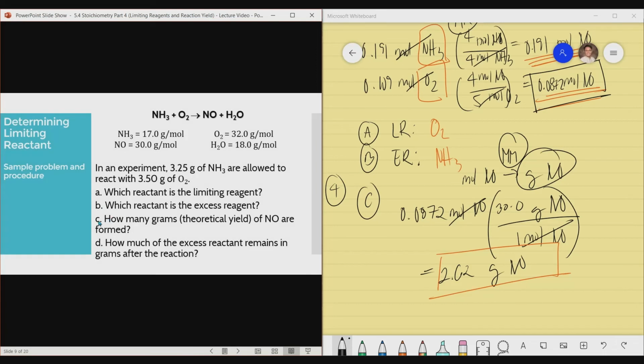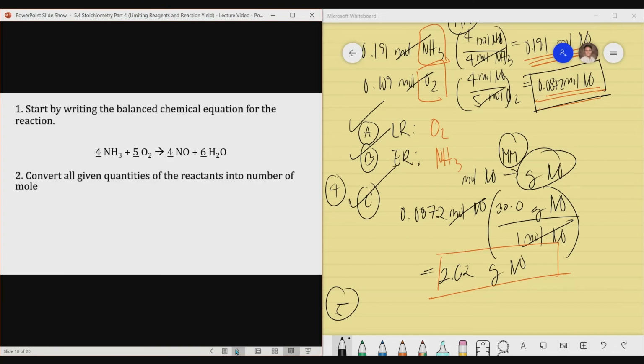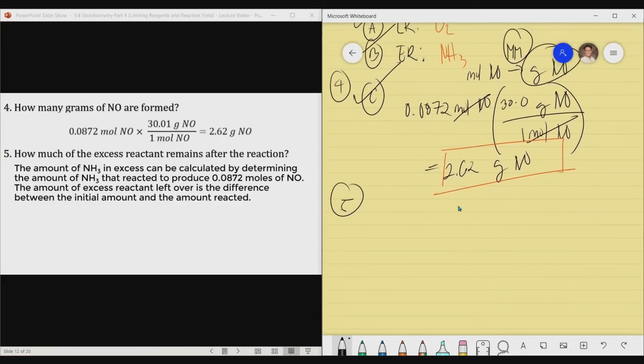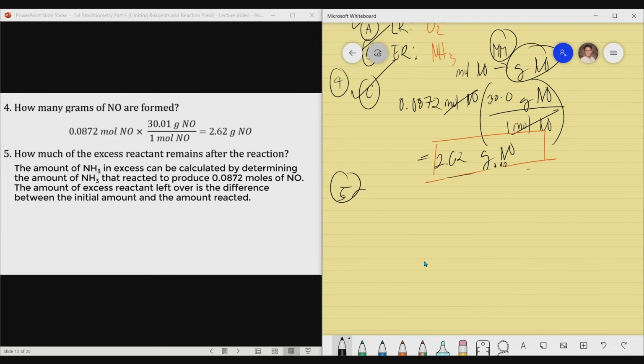Out of A, B, C, and D, meron ka ng sagot for A, B, and C. Letter D na lang. How much of the excess reactant remains in the grams after reaction? So, si letter D ay masasagutan using step number 5. Okay, so step number 5 na tayo. Proceed ako. Step number 5, ito po ang gagawin. Alright, for step 5, ito po yun.